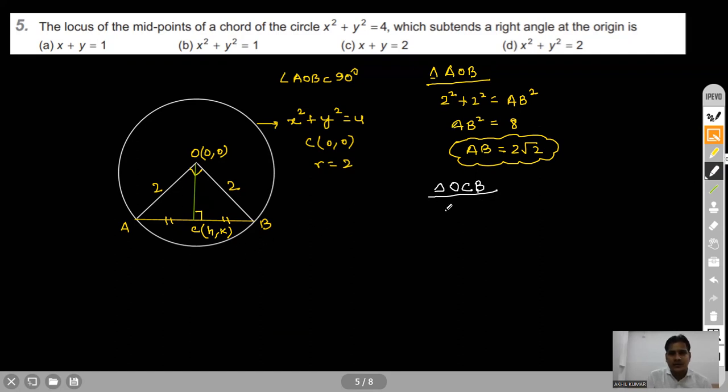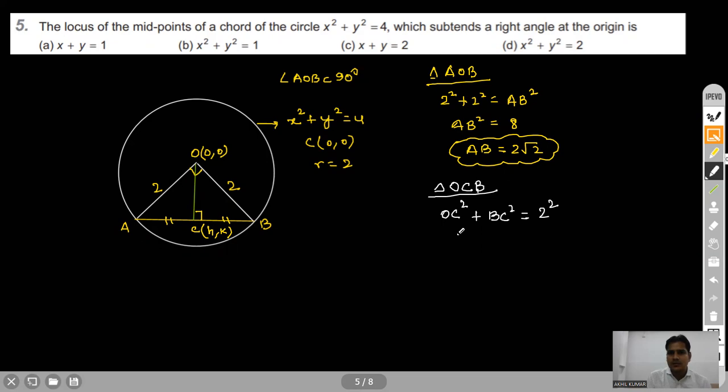Here also, if you see, this is also a right angle triangle. So here OC square plus BC square must be equal to radius square, that is 2 square. And what is unknown here? OC, we don't know OC. BC, we know. BC is half of this AB.